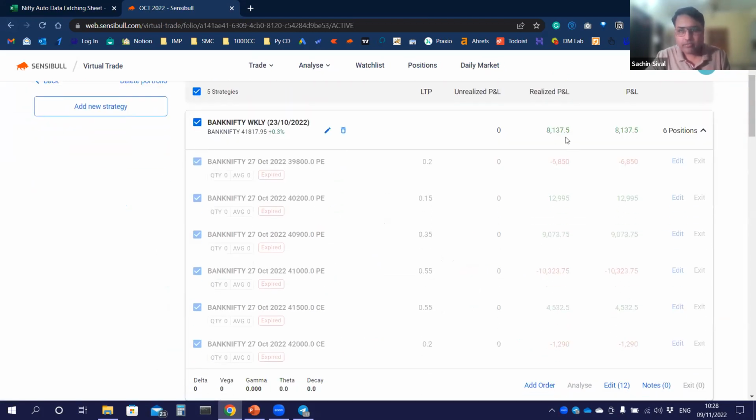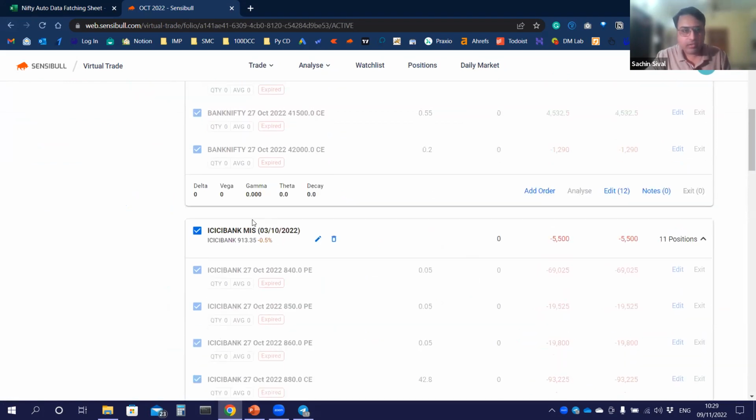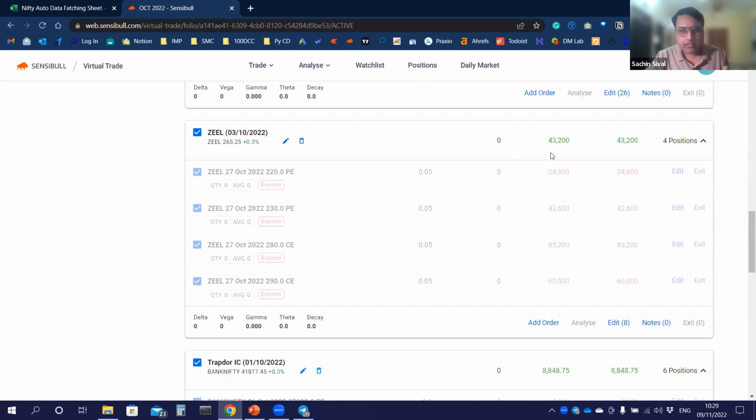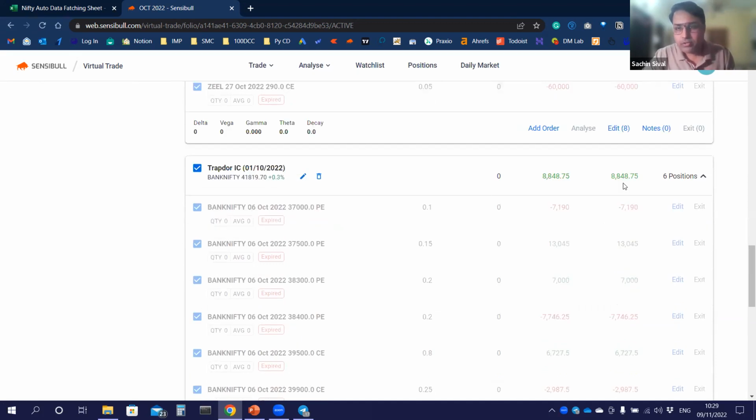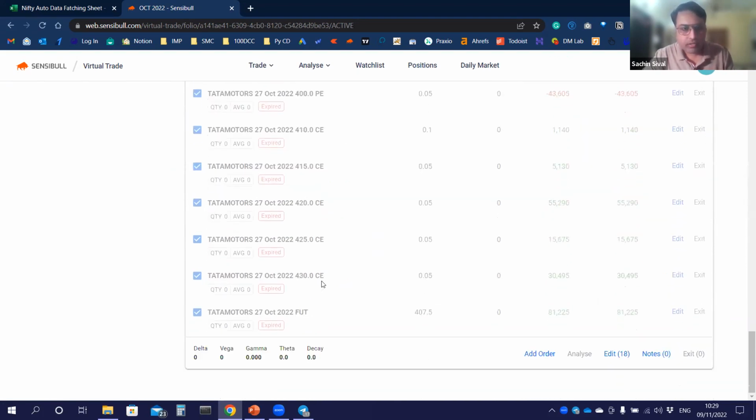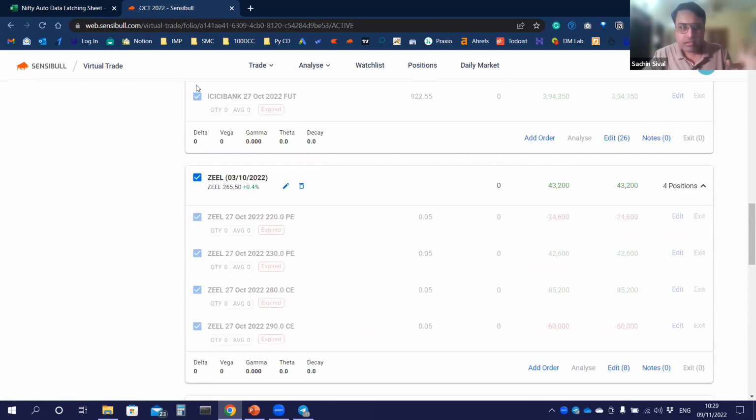These are the Bank Nifty weekly strategies we created. This is the monthly income strategy in ICICI Bank, and last month we also created one in Zee Entertainment. This is the trapdoor iron condor in Nifty. This is the monthly income strategy in Tata Motors last month. So we made around 60,000 profit with these limited strategies.